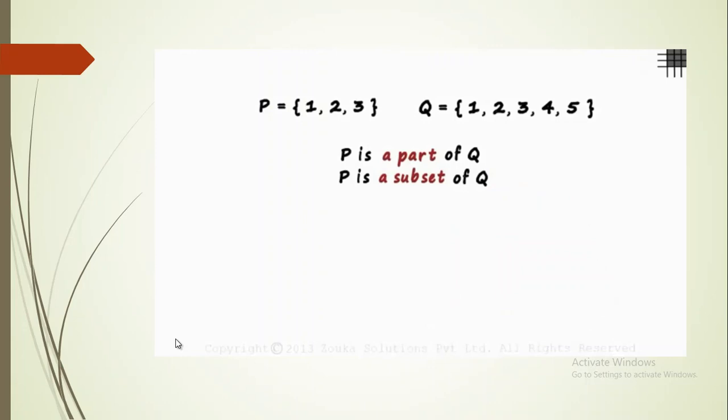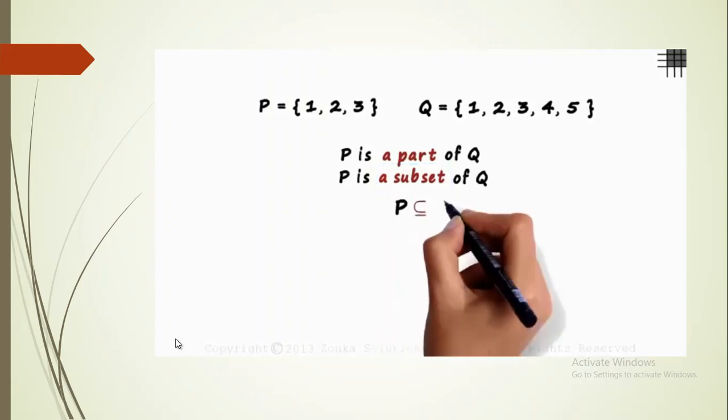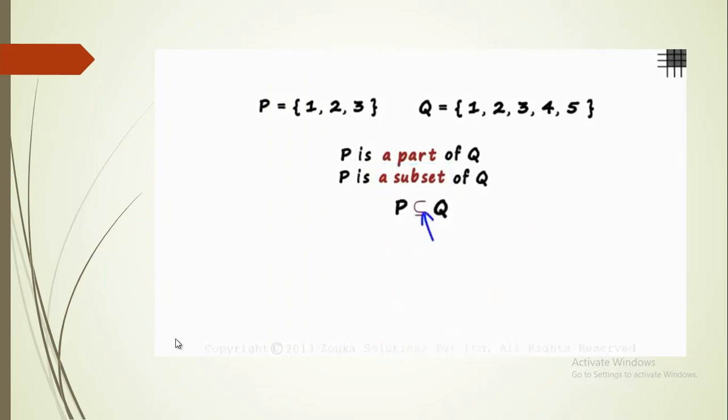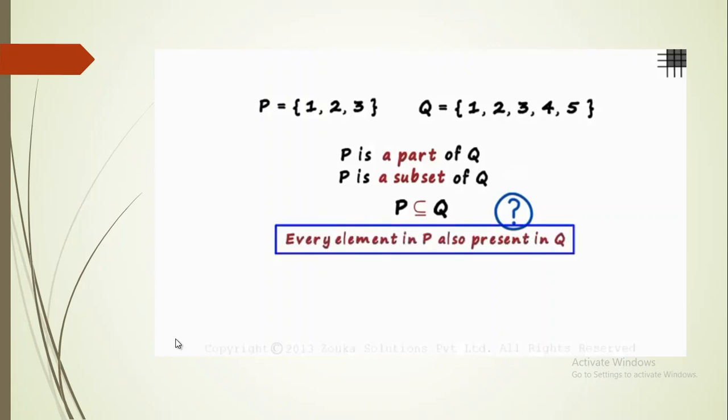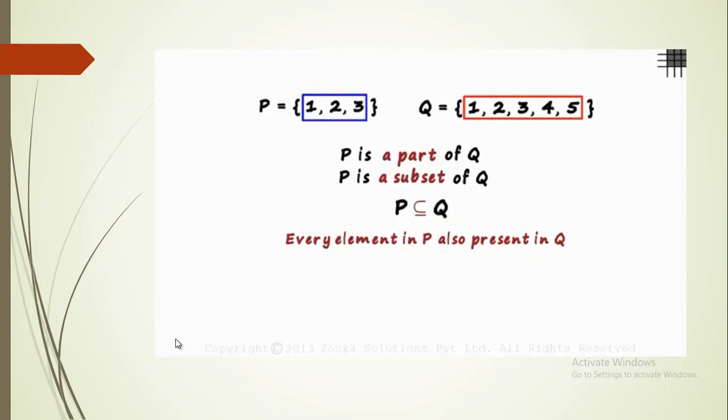Do we have a symbol to represent this? Yes, it's written like this. P is a subset of Q. The letter U is sleeping on this line. So when is P a subset of Q? Set P is a subset of set Q when every element in P is also present in Q. Look at the elements. Every element in P is also present in Q.